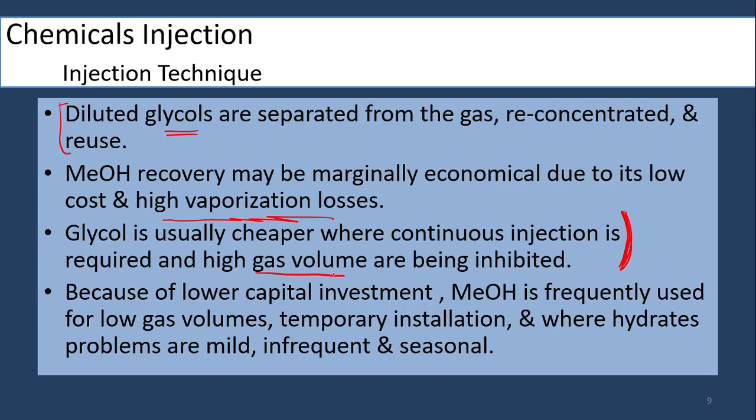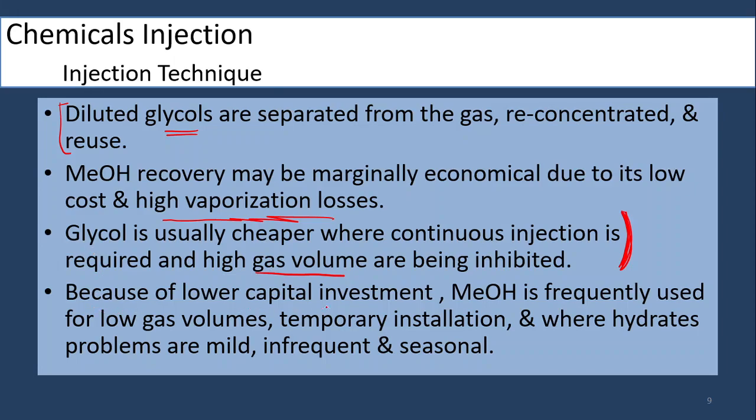So glycol is cheaper because recovery of the glycol is possible continuously, so there are very small losses. And if you go for the methanol, high volume treatment requires a high amount of methanol. So it means that you are going for losses with respect to the methanol. So here the glycol is a very good option for the higher volumes.